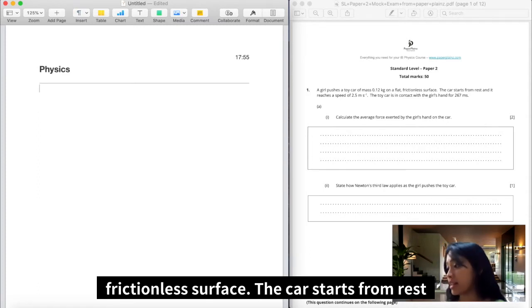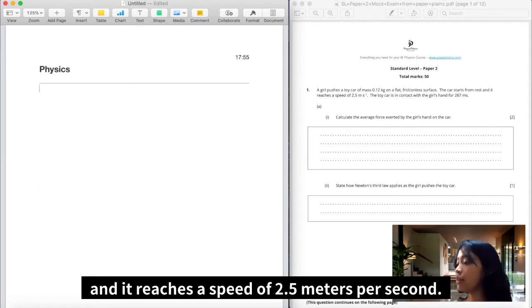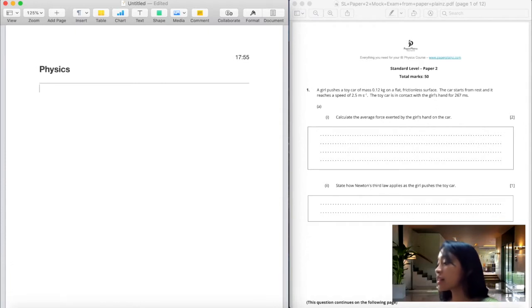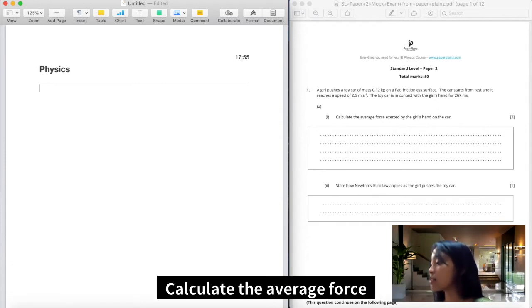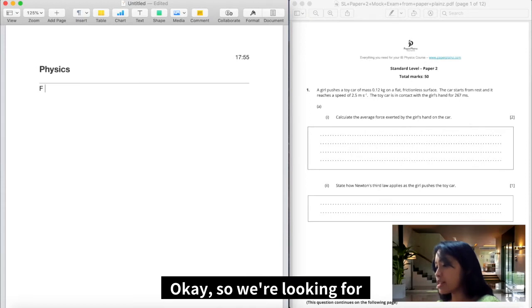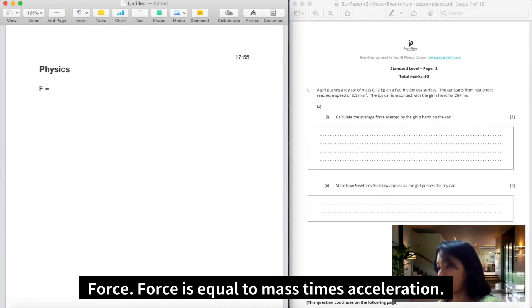The car starts from rest and it reaches a speed of 2.5 meters per second. The toy car is in contact with the girl's hand for 267 milliseconds. 1. Calculate the average force exerted by the girl's hand on the car. Okay, so we're looking for force, and we know that force is equal to mass times acceleration.